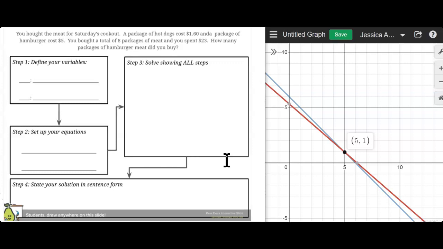So once again, I'm going to highlight my important information. I spent a total of $23. Hot dogs were $1.60. Hamburgers were $5. And I had a total of 8 packages. I want to know how much hamburger meat I bought. I'll use that information to help me make my variables. So I'm going to let X be my hot dogs, so the number of hot dogs, and Y to be the number of hamburgers.